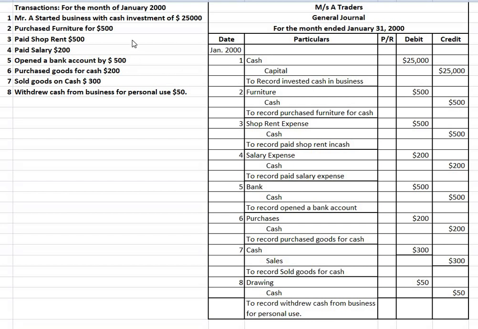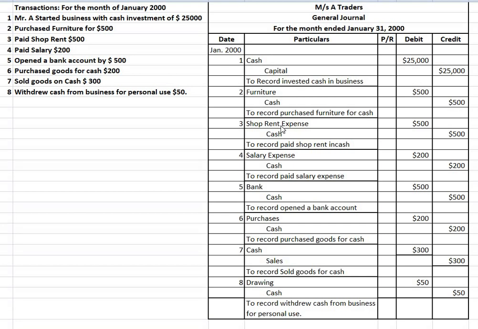Now, you can see transaction number 2, purchase furniture for $500. Here in business, furniture is being increased. Furniture is a fixed asset. Whenever an asset is increased, it is to be debited. Here in transaction number 2, in the journal, furniture has been debited by $500, and cash, another asset, is being decreased. Whenever an asset is decreased, it is to be credited by $500.